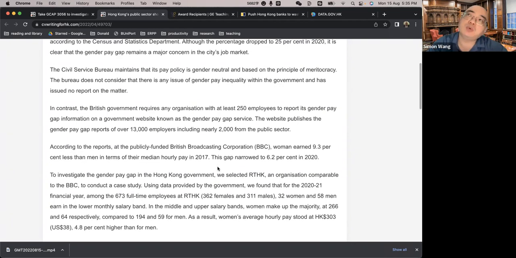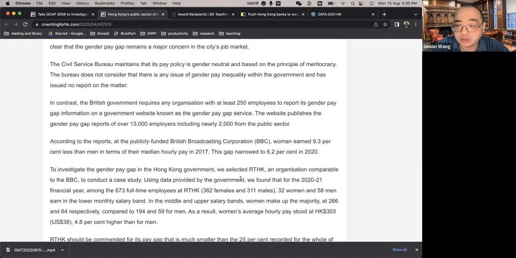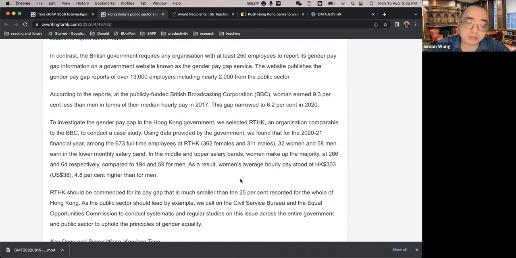So we were thinking maybe we could also look at the case of the Hong Kong government, and we picked one particular government department, Radio Television Hong Kong, because we feel Radio Television Hong Kong is comparable to the BBC in one way or another. So that's why we focused on RTHK, and we wrote to them, and we requested data and information about the pay of their staff. Of course, we cannot know details like individual staff members' pay, but instead we look at the pay scale.